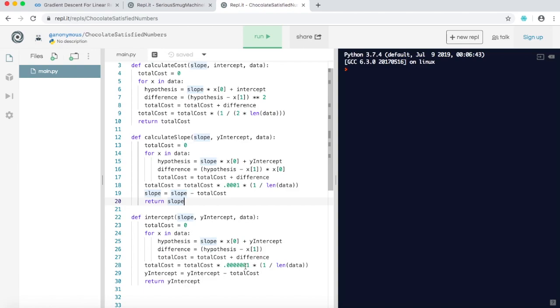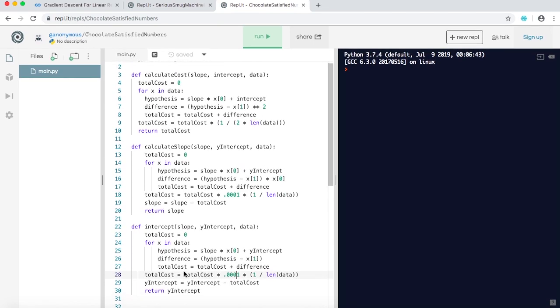Again, I've changed the learning rate, but I will initially set it to this number. And this is kind of a good number to start with, 0.0001. From there, depending on the results that you see, we can adjust this. But overall, same thing going on. We have the cost looping through our data set, calculating the hypothesis, calculating the difference, adding to the total cost, and now updating our y-intercept.